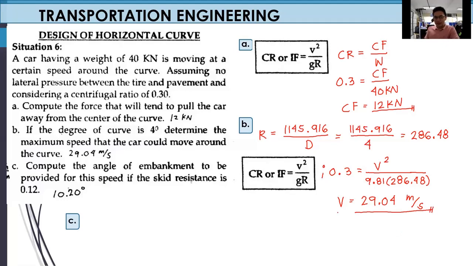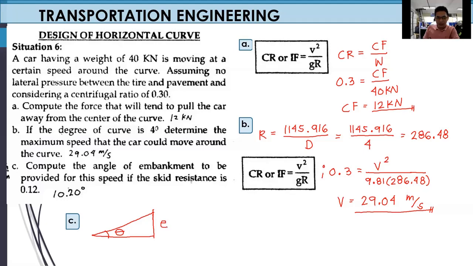Ayan. Okay, so last thing is compute the angle of embankment to be provided for the speed if the skid resistance is 0.12. So kanina, di ba? Nakita niyo yung figure na pinakita ko. We have there a triangle, no, of our curve, no? We have a super elevation. So hindi ko na i-draw yung curve. We have here our angle, and then yan, sulat natin angle theta.